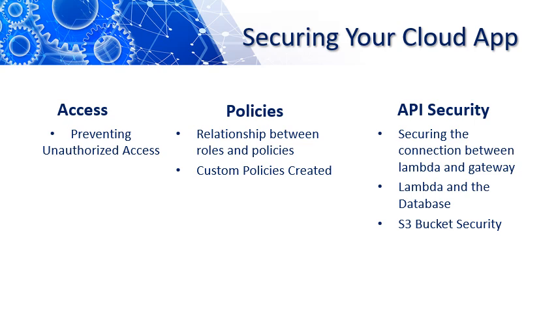API security. Securing API connections is crucial for protecting data as it travels between Lambda functions and API gateways. Encryption, IAM roles, and API keys act as locks on the door of your data.